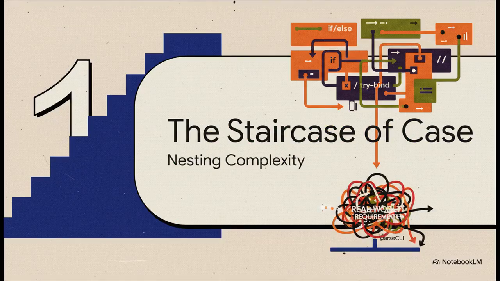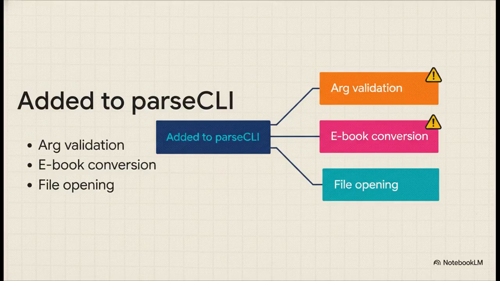So let's get into section 1, the staircase of case. This is exactly where Ang's journey begins, centering around a specific function in their Haskell codebase called parse_CLI. The main problem outlined in the source is that what started as a simple input-output function just began to buckle under the weight of real-world requirements.